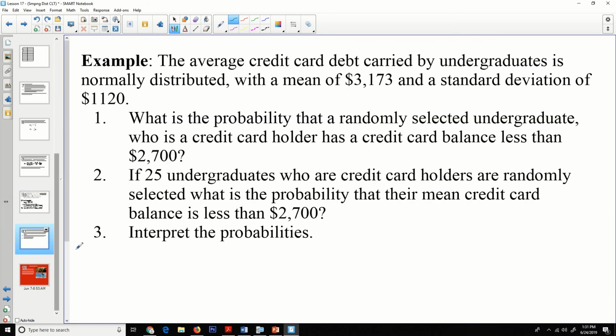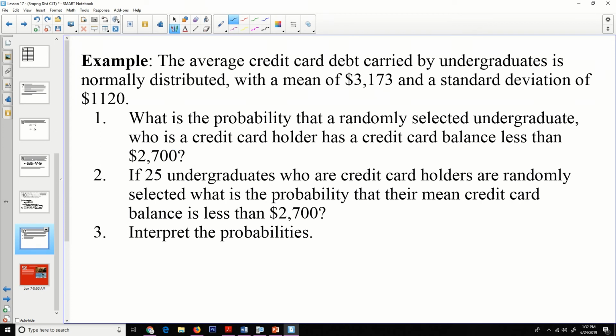Okay, so another example here. The average credit card debt held by undergraduates is normally distributed with a mean of $3,173 and a standard deviation of $1,120. What is the probability that a randomly selected undergraduate who's a credit card holder has a credit card balance less than $2,700?